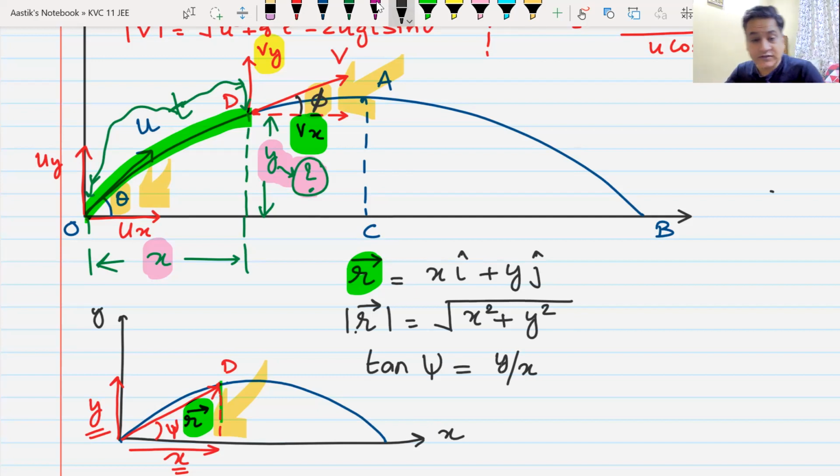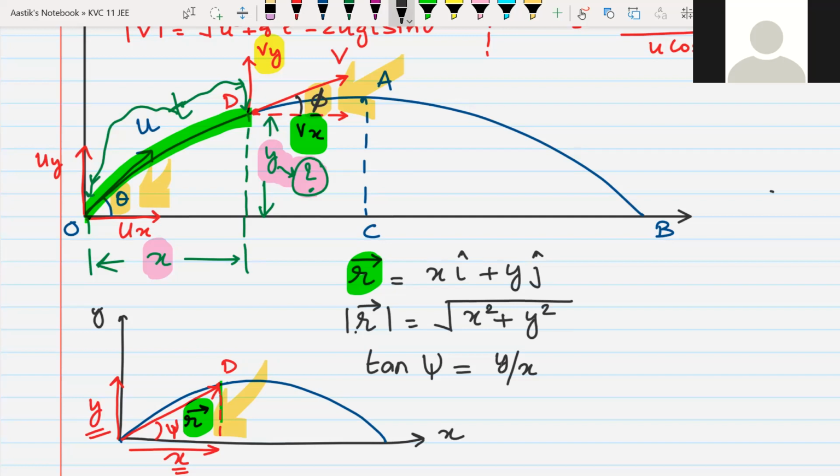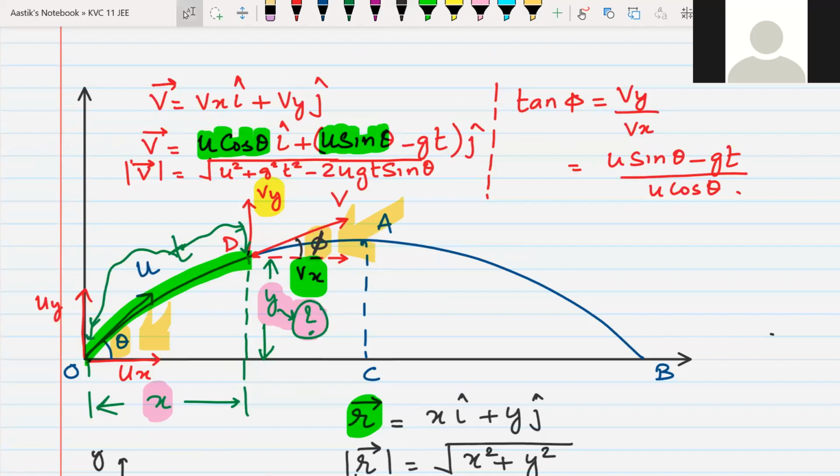Do we understand this, or has this gone above our head? Okay, I'll give you a minute to note this down, then I'll give you a question. We have talked about initial velocity, we have talked about velocity at any given point, and we have talked about the displacement vector of that given point. I hope we understand this.